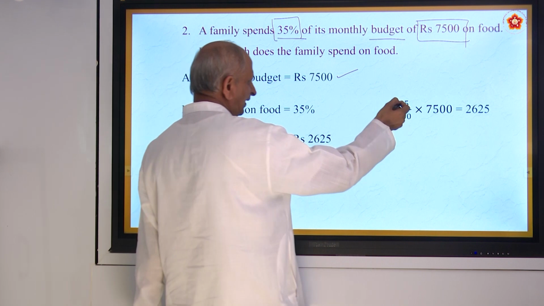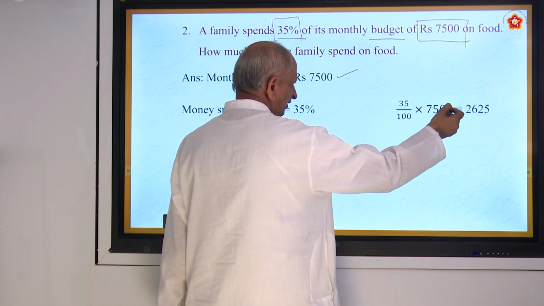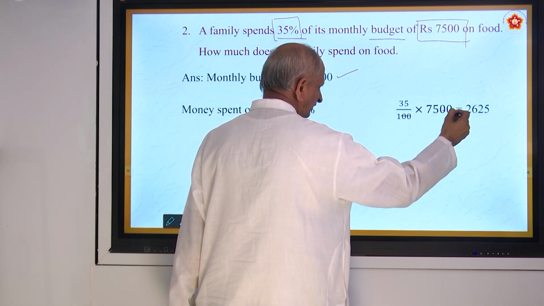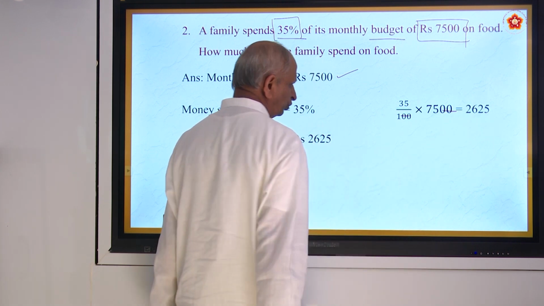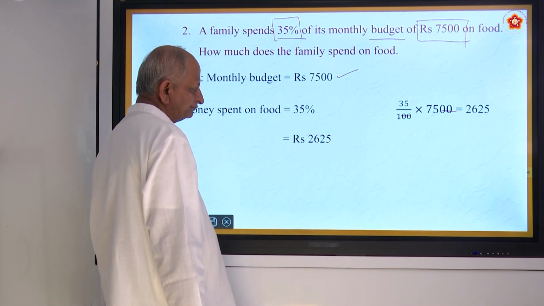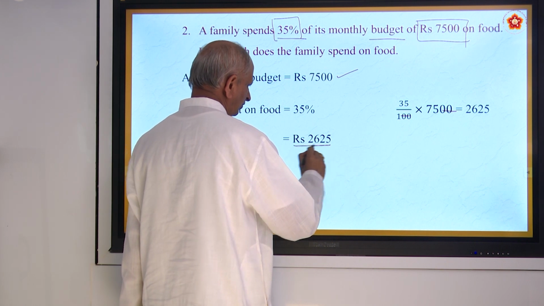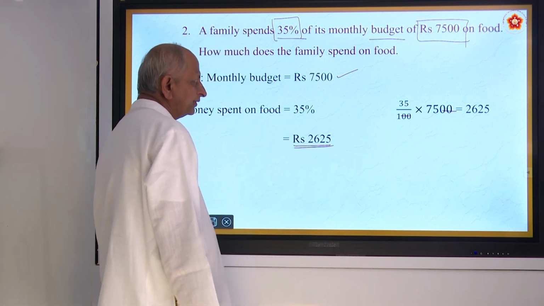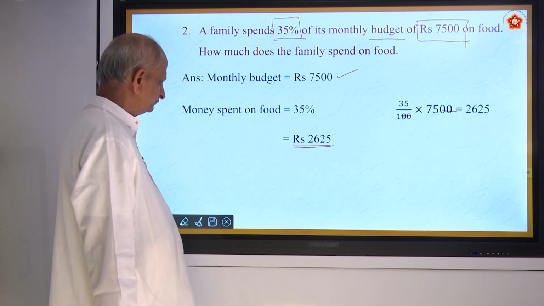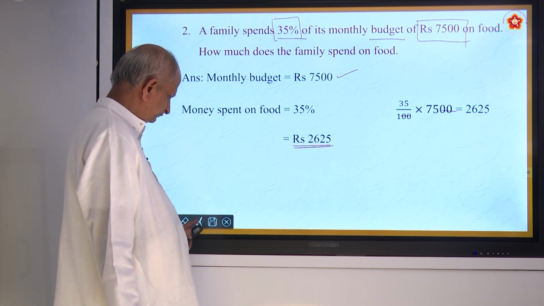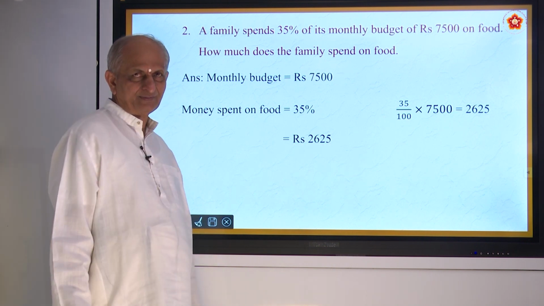So 35 by 100 into 7,500. So these zeros cancel. If you multiply this, you get 2625. Okay, this is the answer. So underline that answer. So that is the answer for this question. Is it okay? Shall we move to the next one?